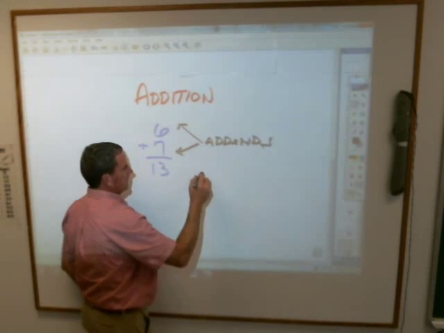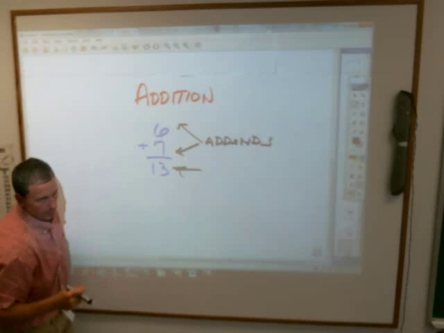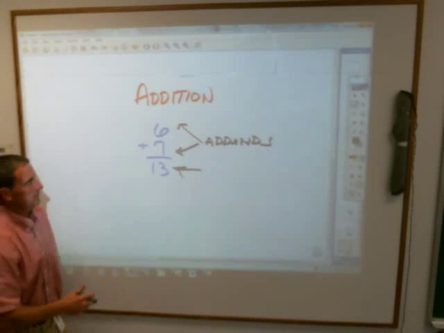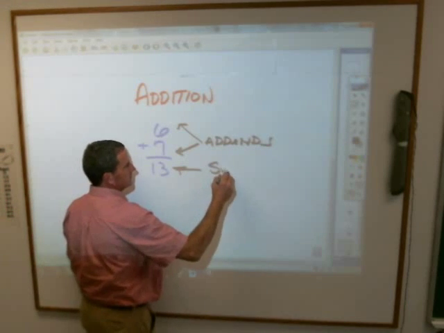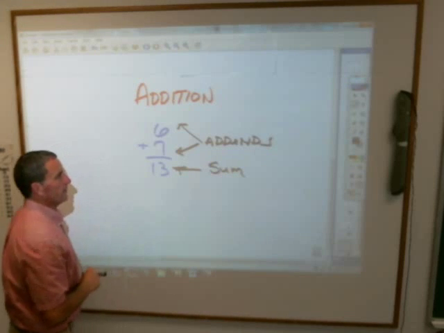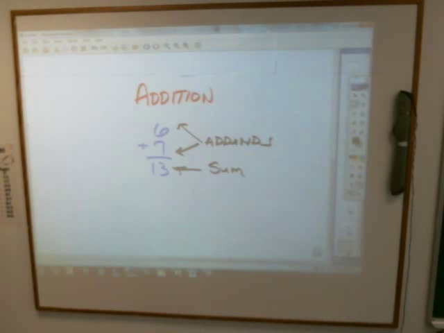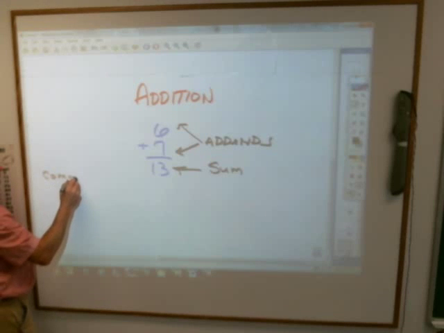And the thing that your answer is in math, rather than just calling it an answer, Aaron, we call it a sum. Math is something special, as we say in math world. No plain English there. Now, with that, we have what's called the commutative property of addition. Does anybody know what that is? Did we talk about the commutative property?